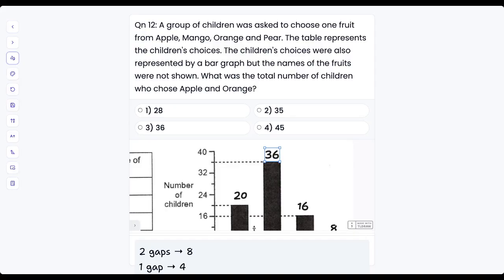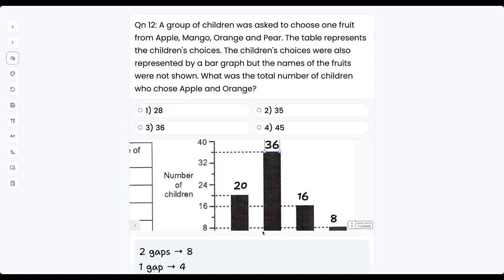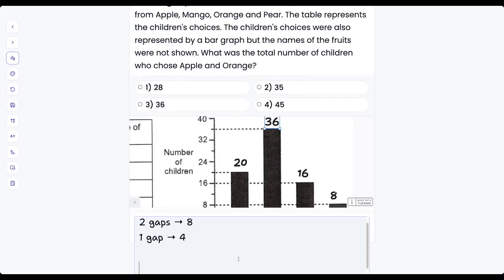All right, so now we can get the total from this. Over here, we write down total is equal to 20 plus 36 plus 16 plus 8. So in this case, it will equal 20 plus 36 plus 24. So 36 plus 24 is 60, and 20 plus 60 goes to 80.